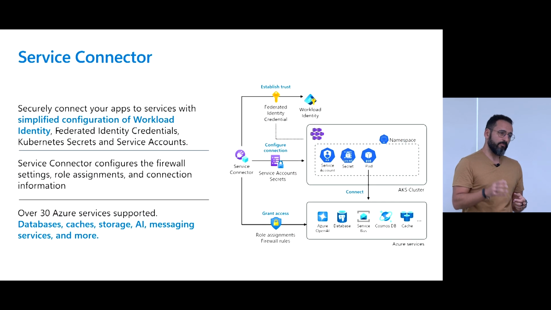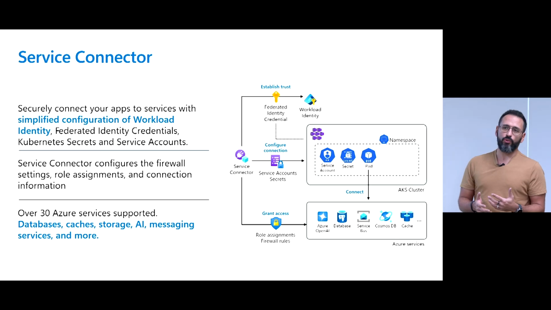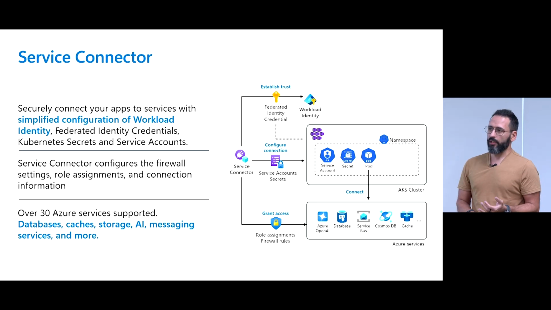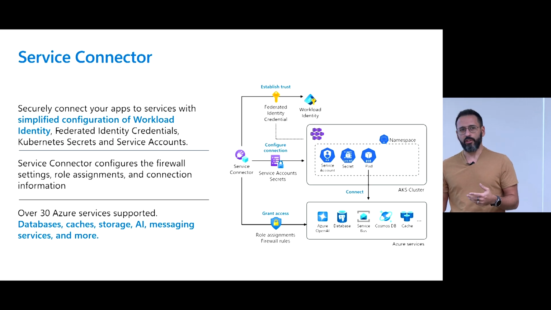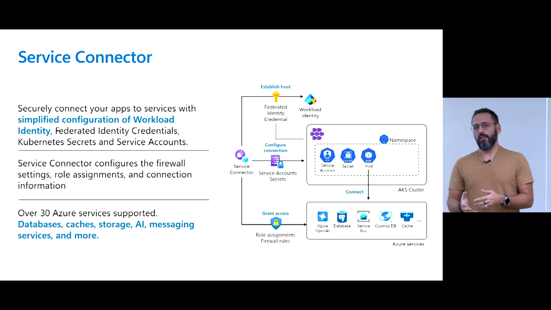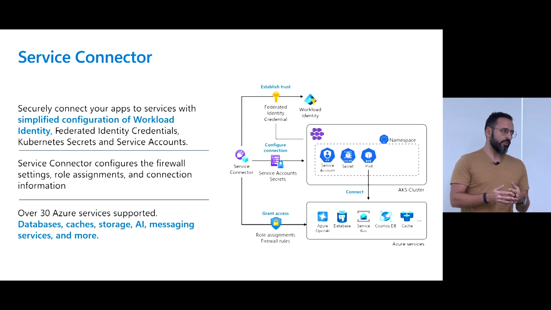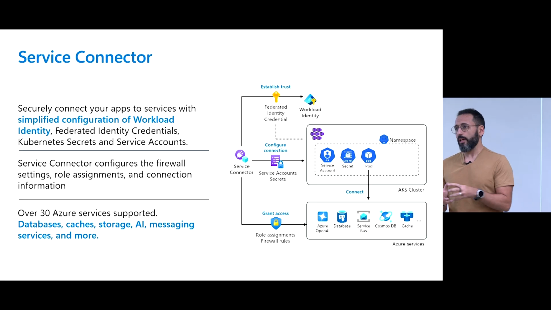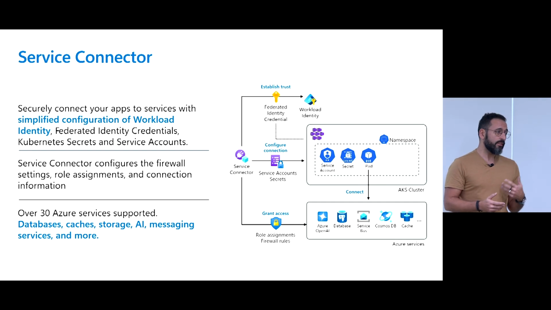Now, to configure workload identity specifically, there's a number of steps that you need to do. So you need to configure this managed identity, you need to configure the permissions, you need to create the federated identity credential, you need to update your applications to use that, you need to create the service account. So for this reason, we've created this service which is called Service Connector that abstracts these setup steps from you so that you can easily do that.